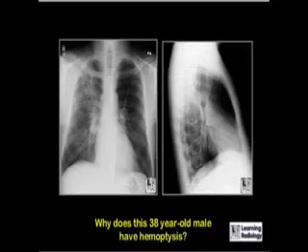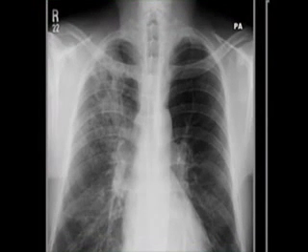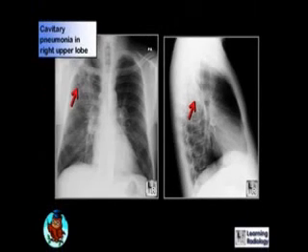Why does this 38-year-old male have hemoptysis? Well, there is a cavitary pneumonia in the right upper lobe, which the red arrow is pointing to. On the lateral film, we can see that it's posterior. Whenever you have a cavitary lesion in the upper lobe, tuberculosis is the diagnosis of exclusion.